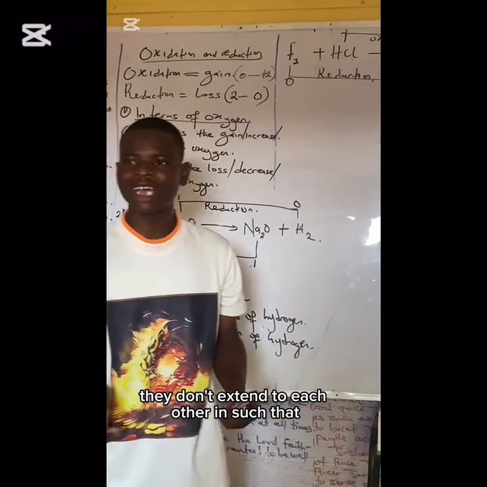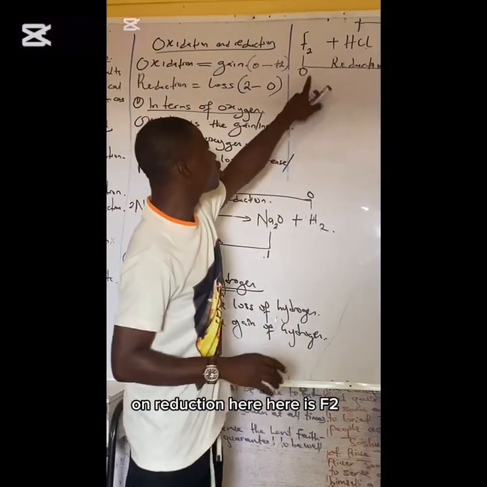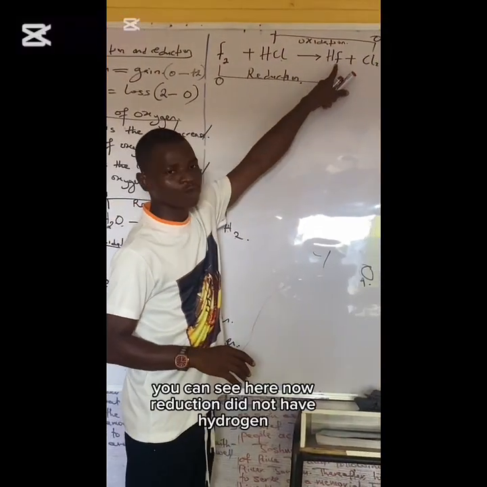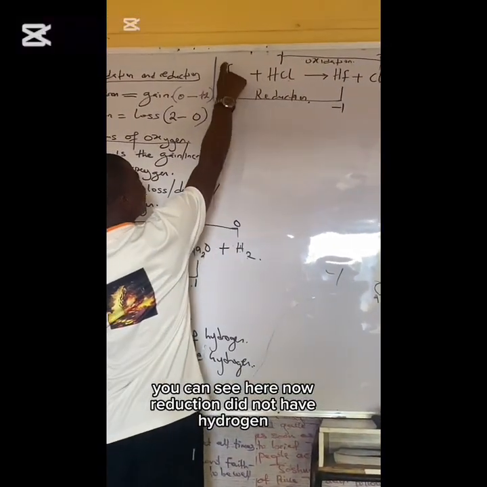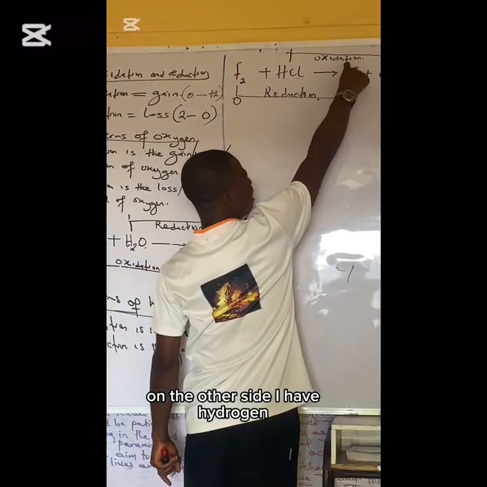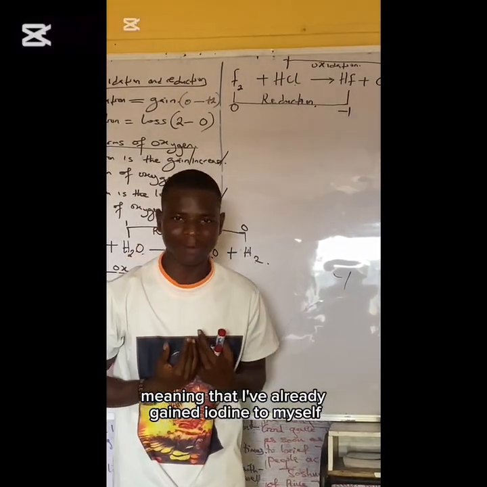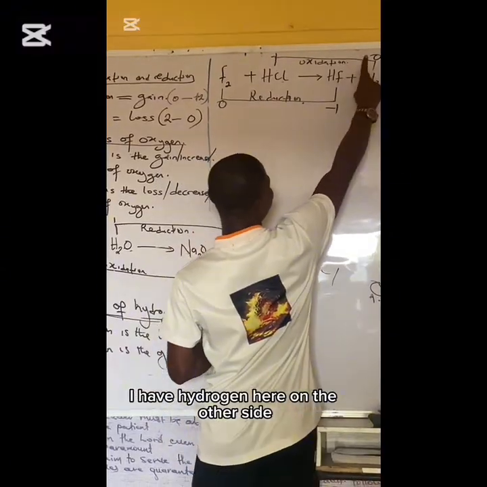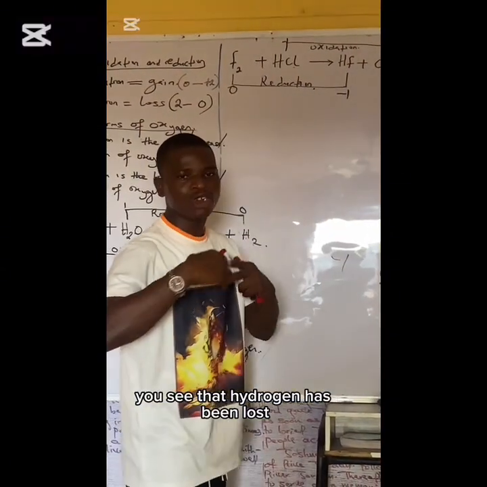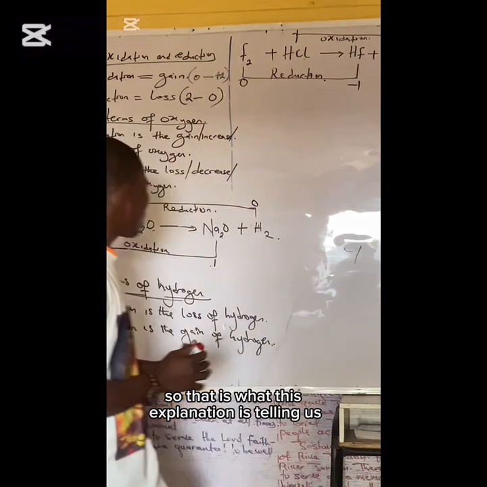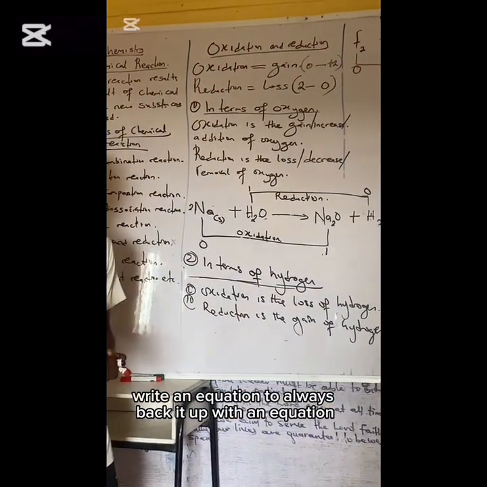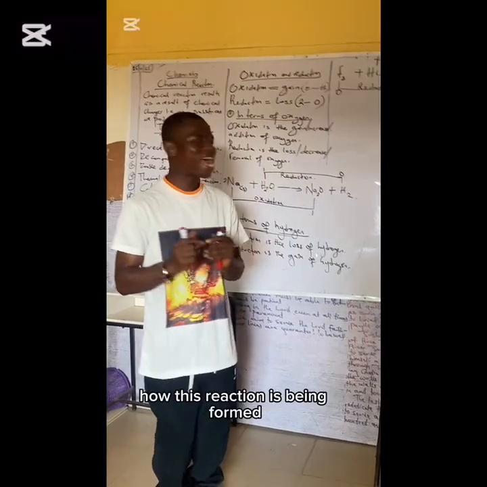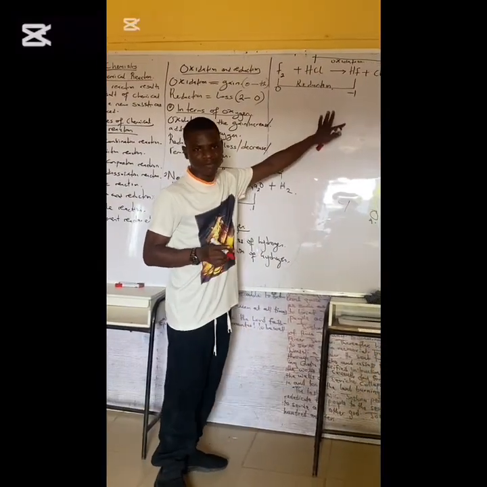Then just explain to the teacher that on the reduction side here is F2, here is HF. You can see here now, reduction did not have hydrogen here. On the other side I have hydrogen, meaning that I've already gained hydrogen to myself. Oxidation here, I have hydrogen here. On the other side I'm not having hydrogen, meaning that hydrogen has been lost. So that is what this explanation is telling us. Always back it up with an equation, and make sure you understand how this reaction is being formed.